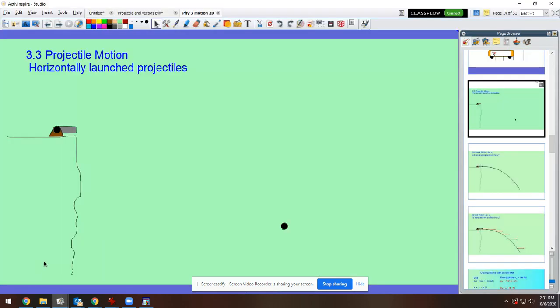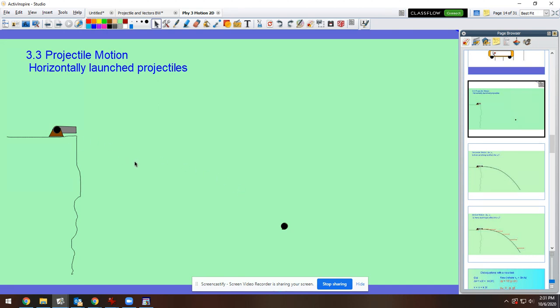Hi, this time we're talking about projectile motion, and specifically we're talking about horizontal projectiles. So the question I'm asking first is, how would one describe the path of a projectile? Say I have a cannon on a cliff here, how would I describe the path of this cannon?